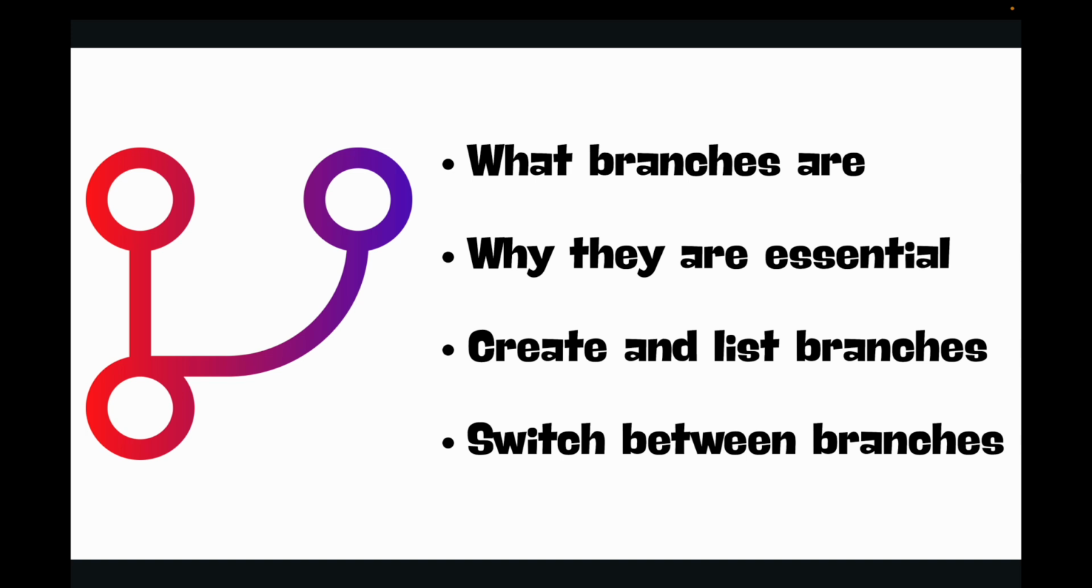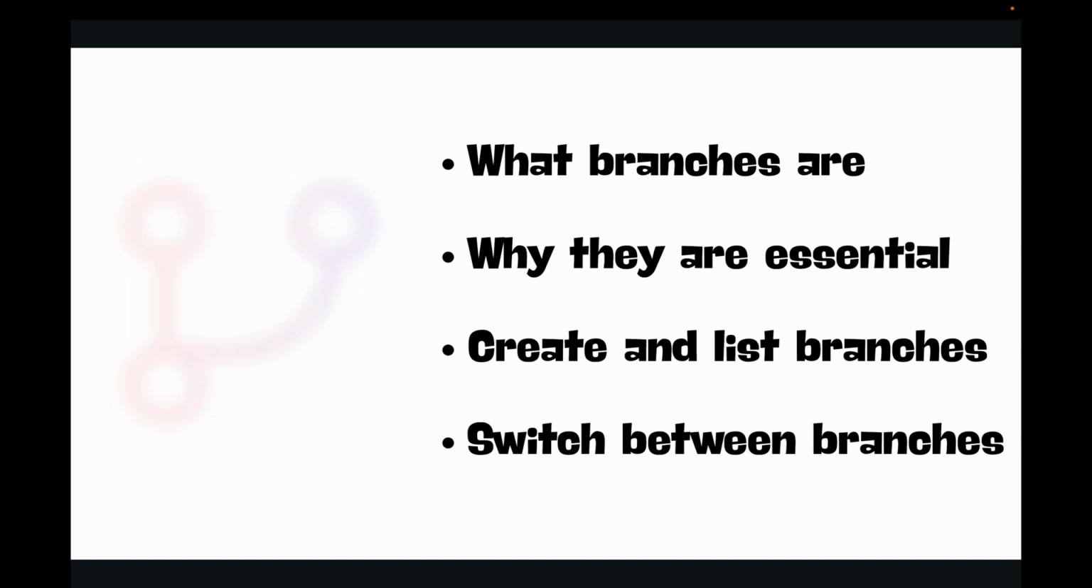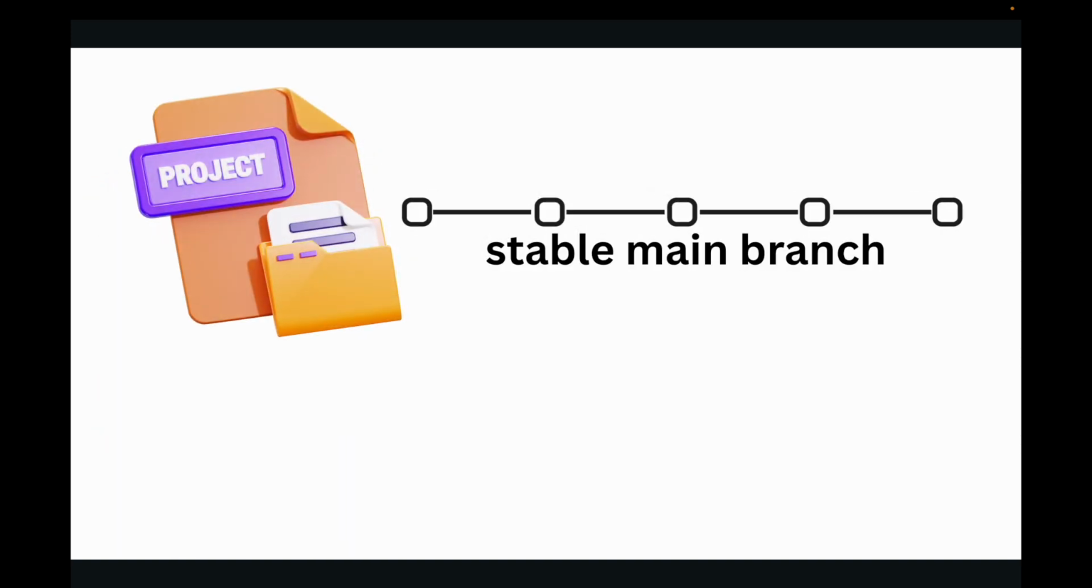Now, to understand branches, let's use an analogy. Imagine your project's main branch as the single stable main timeline of your software. This is the working version everyone relies on. Now, imagine you want to develop a new feature. You wouldn't want to build it directly on this stable main timeline. What if you break something? Or what if it takes days or weeks to build that new feature?